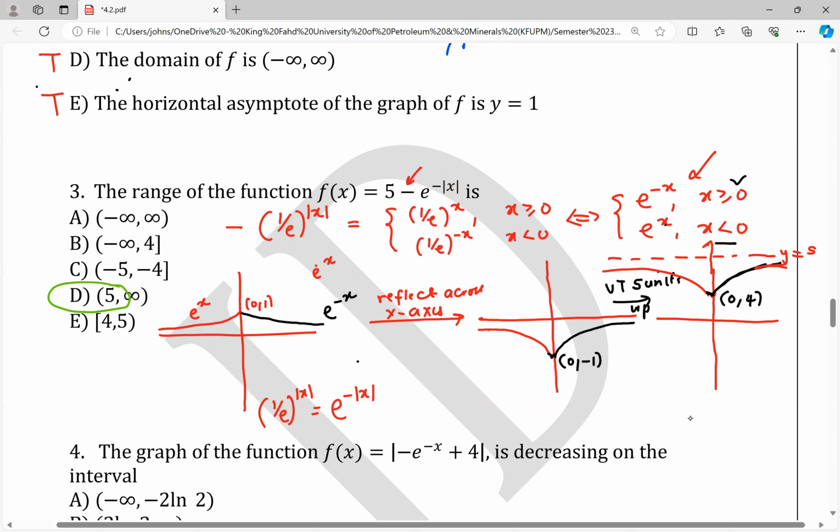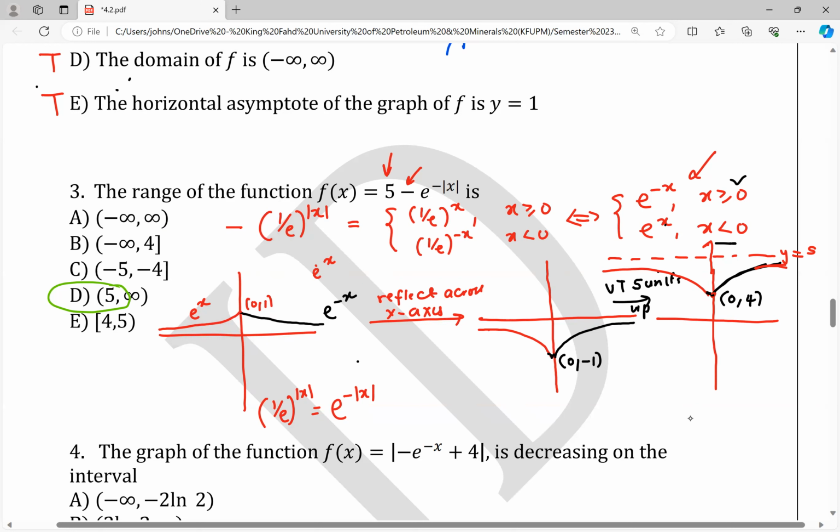You see, the distance between where it cuts and the horizontal asymptote is usually 1 unit. So if the y-intercept is 4, then definitely the horizontal asymptote will be 5, which is evident, obvious from here as well. So this is the graph.